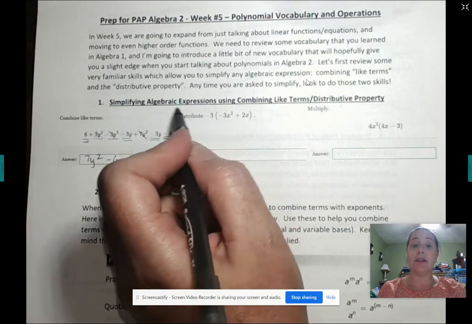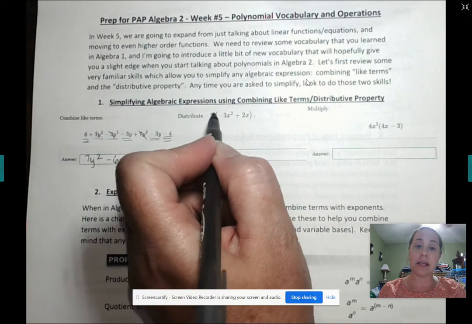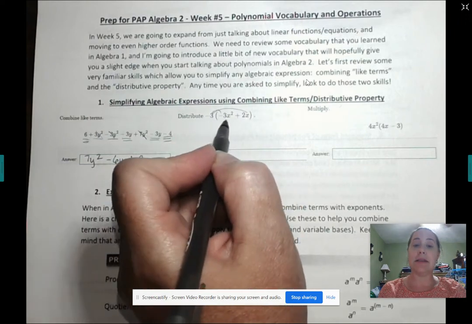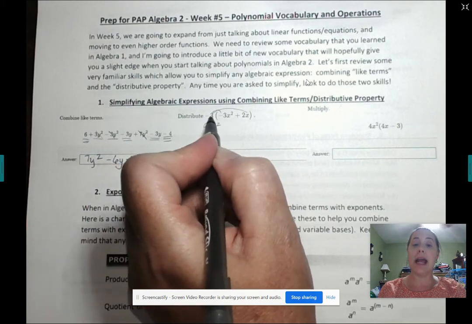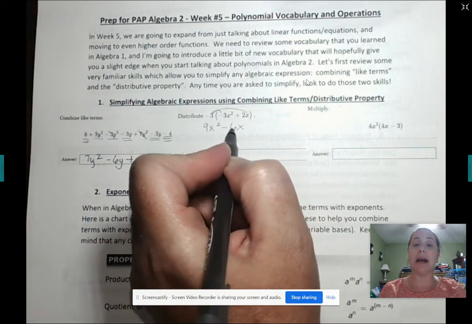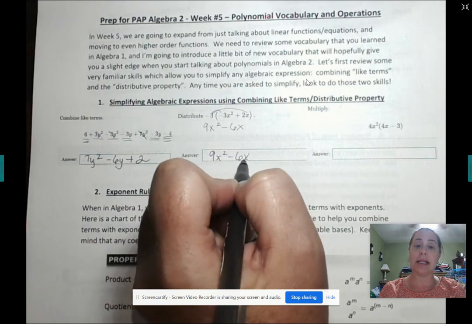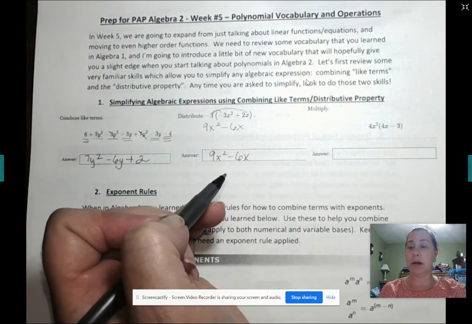Another thing you will be asked to do when you're asked to simplify is to use the distributive property. And remember, distributive property is just multiplication. So we are multiplying negative 3 times negative 3x squared. Well, that would make 9x squared. And negative 3 times a positive 2x would be a negative or minus 6x. And so that would be our answer for this one. Again, it's in standard form. I started with the highest powered term down to the lowest powered term.